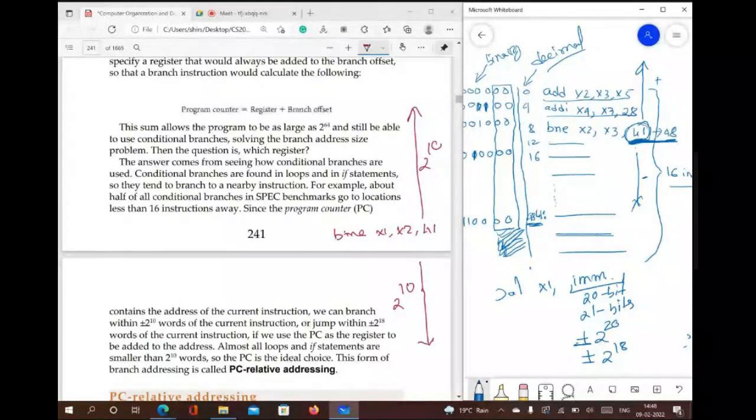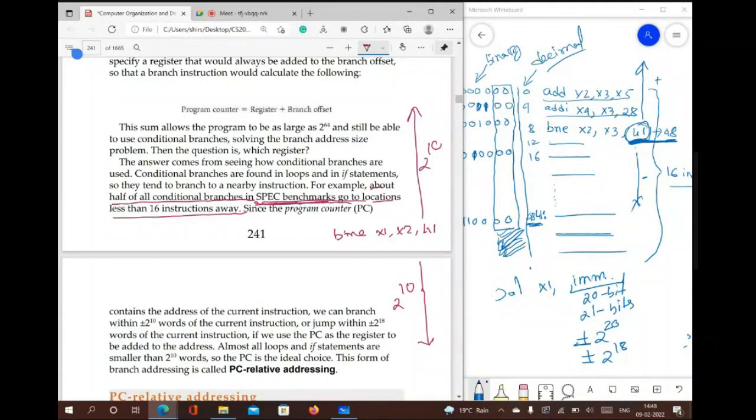The solution that I have given will work for almost all applications, because this sentence is written here: for SPEC benchmarks, about half of all the conditional branches go to a location less than 16 instructions away. What is the SPEC benchmark? I think I have explained once that the SPEC benchmark is a standard set of applications that we normally use to measure the performance of a computer. It has been found that in all the applications in the SPEC benchmarks, when we jump from one instruction to another, the destination address is within 16 instructions away. So if we go with PC relative addressing, PC plus L1, then the problem that I discussed previously is resolved here.